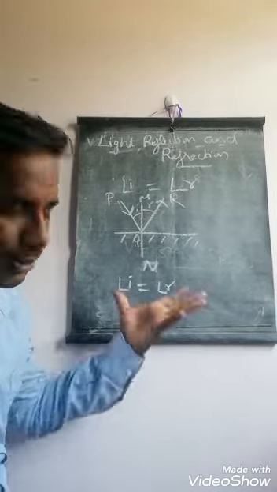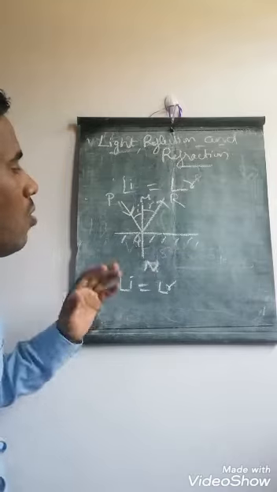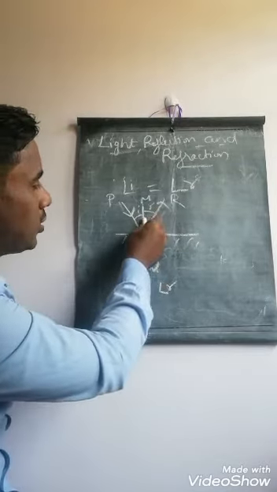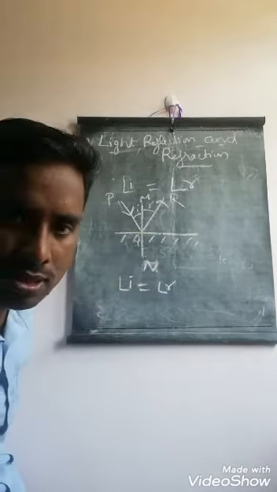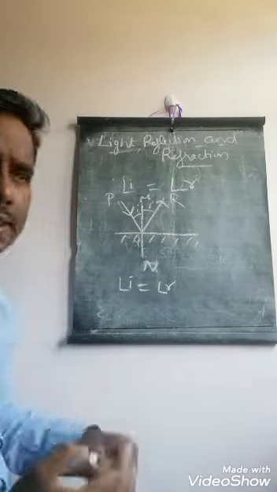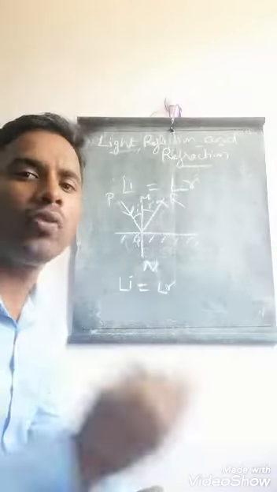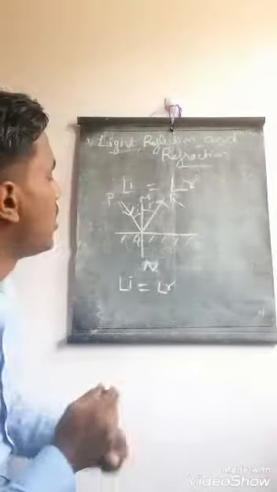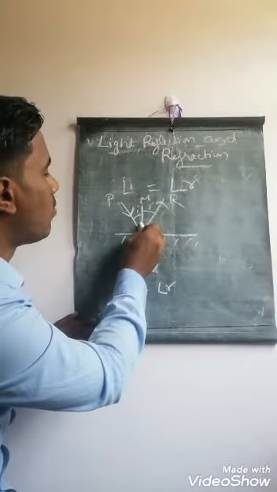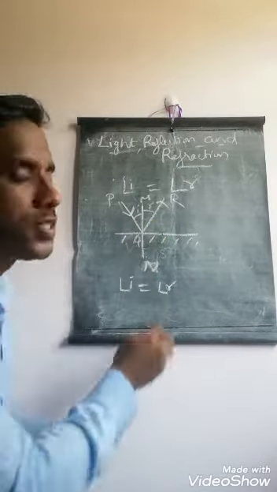So let me introduce now. Here this normal will always be perpendicular to the reflecting surface at the point of incidence. Now the normal doesn't exist actually. Normal is a line that we draw. Normal will always be perpendicular to the reflecting surface. So here the angle between the normal drawn and the reflecting surface will always be 90 degree.